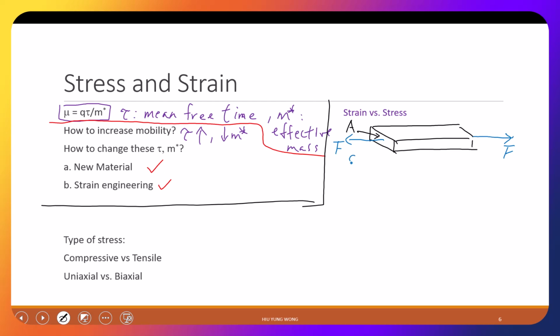This is called stress. There are different types of stress. I only give you something simple. We call it sigma equals F divided by A, force per unit area. That is the stress. Okay? Now, because of the stress, you can expect the material is going to get elongated in this case.